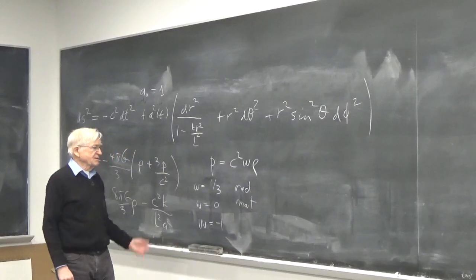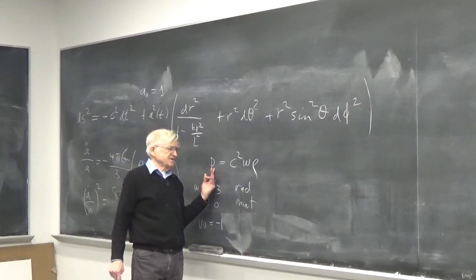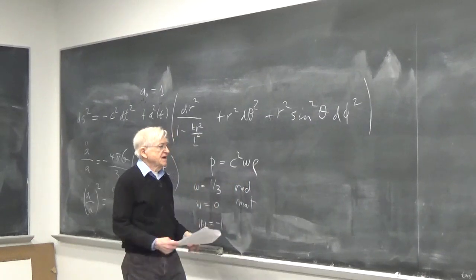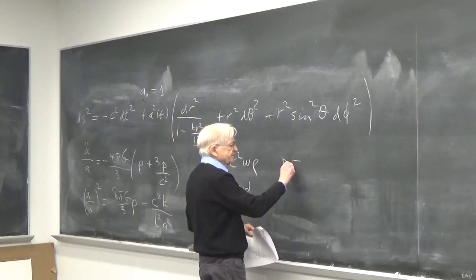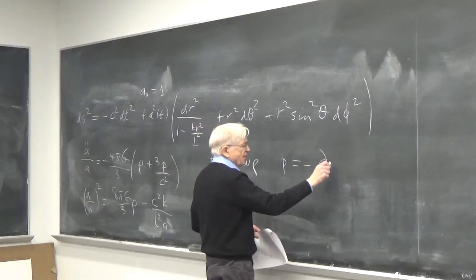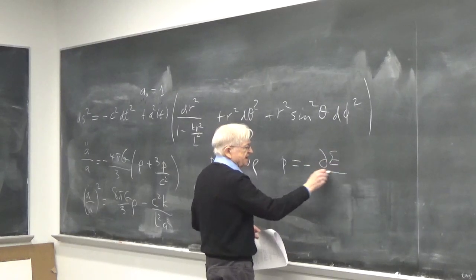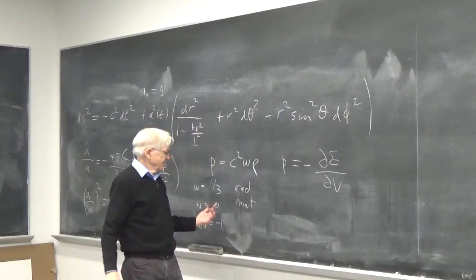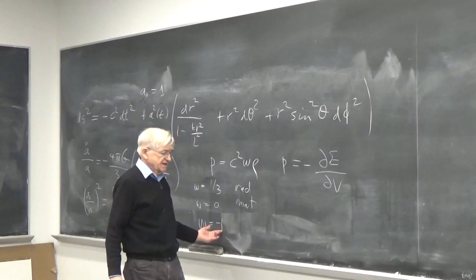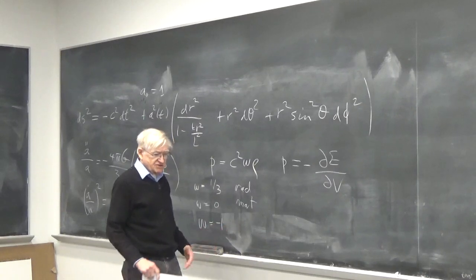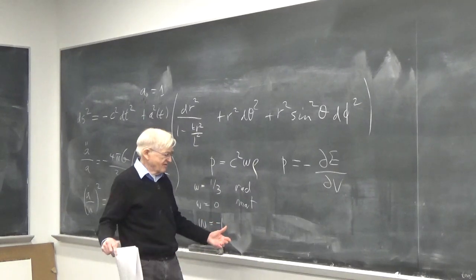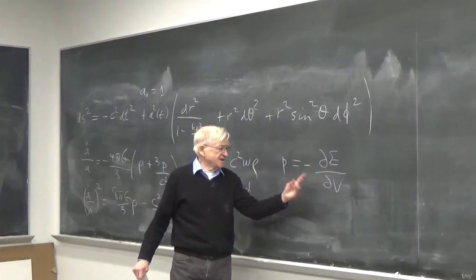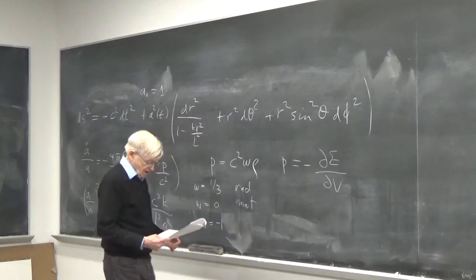Now that W being -1 is quite interesting because it says the pressure is negative. And the reason the pressure is negative is that pressure is essentially minus the partial derivative of the energy with respect to the volume. If it's dark energy, then the energy is associated with the volume. You double the volume, you've doubled the energy. And so this derivative is positive, and so pressure is negative.